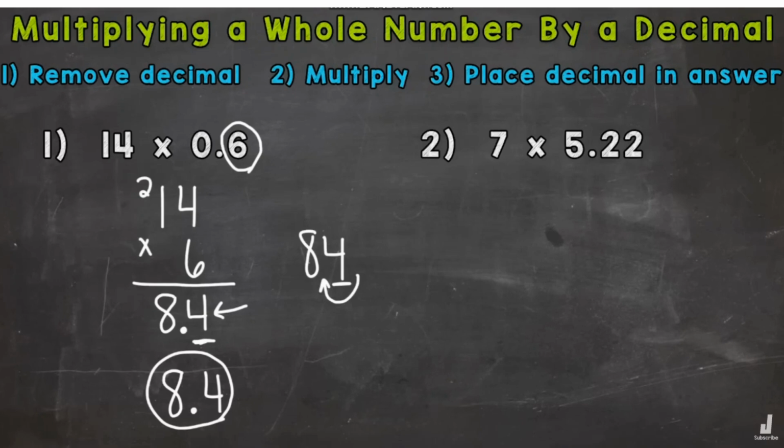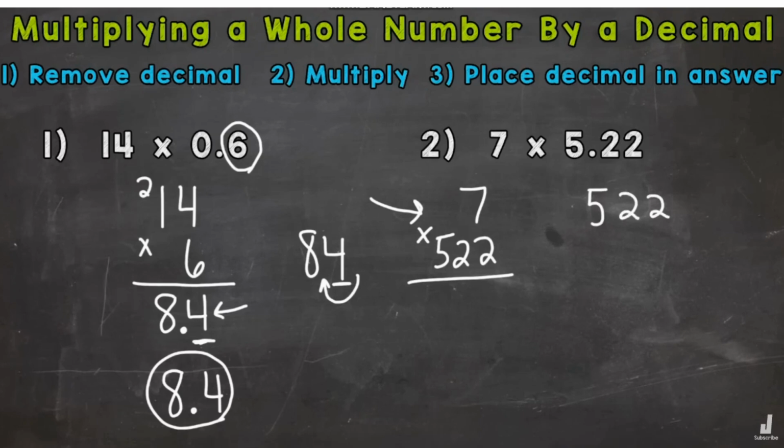So on to number 2 here, where we have 7 times 5 and 22 hundredths. First step, remove any decimals and rewrite the problem. So we get 7 times 522. Now when it comes to multiplication, we want the number with more digits on top. We can solve it like this, but it's much easier to have the number with more digits on top. So we can actually do 522 times 7. And that's because multiplication is commutative. You'll get the same answer either way, 7 times 522 or 522 times 7.